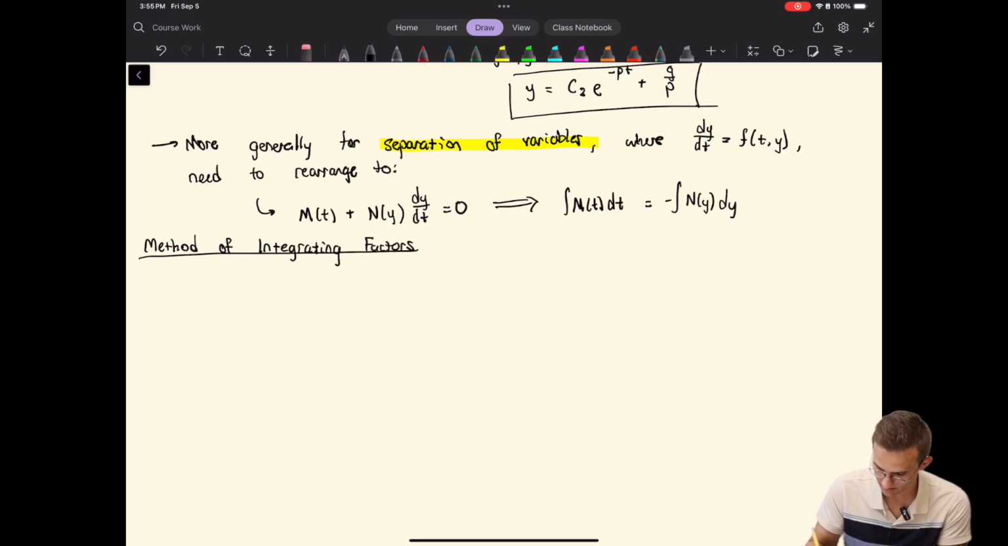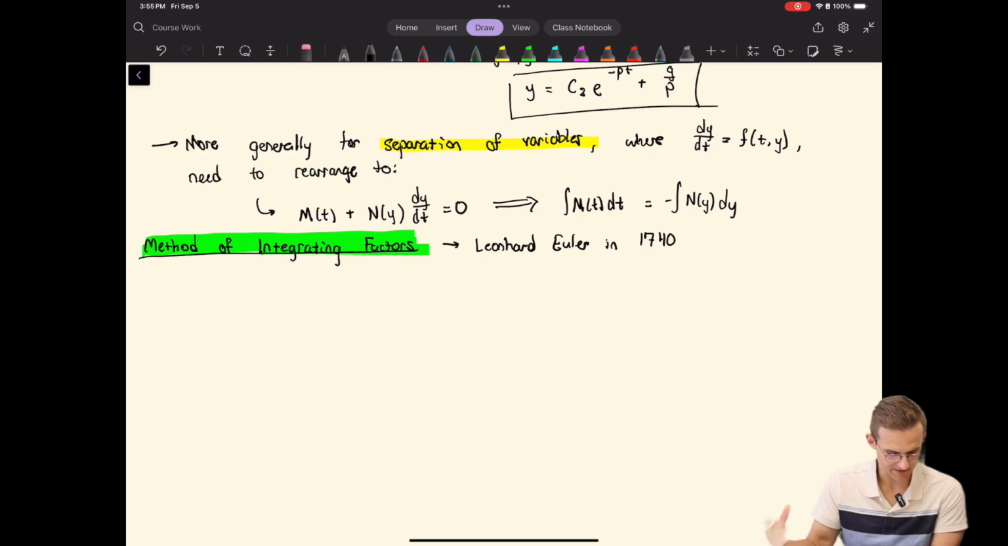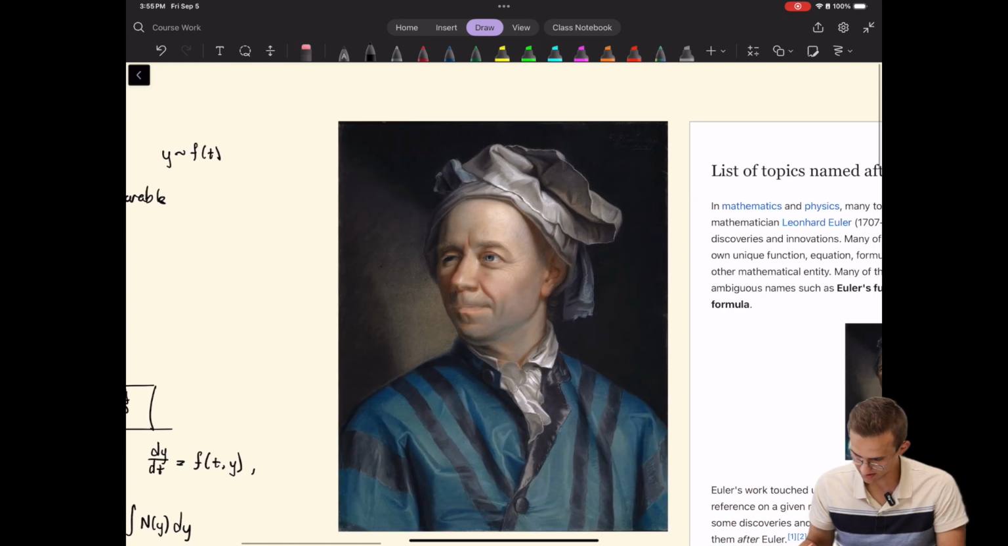The next method that we'll talk about for solving ODEs is the method of integrating factors. And this method was developed by Leonhard Euler in 1740, right? When something is named after somebody, I like to go over a little bit of the history of that person. And Euler is, in my opinion, pretty cut and dry the greatest mathematician who's ever lived. Here's an image of him.